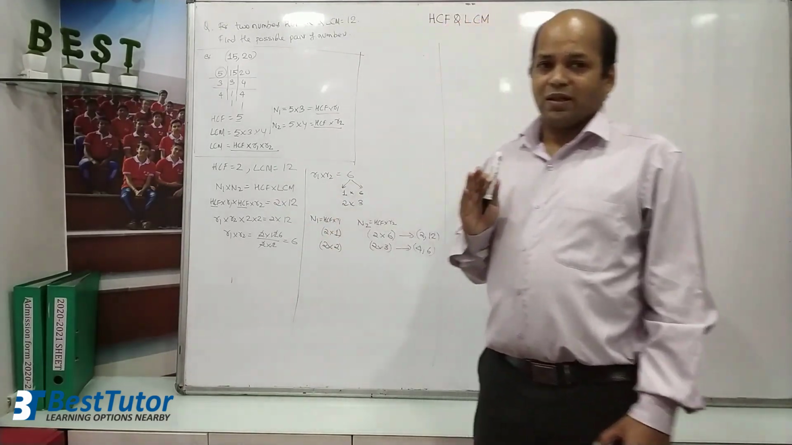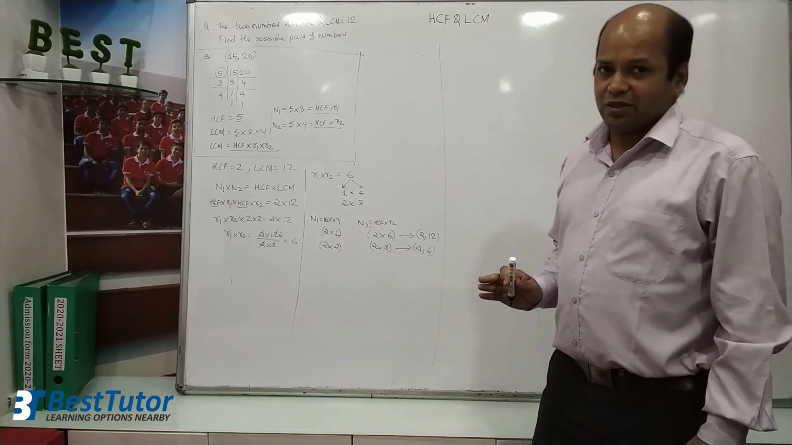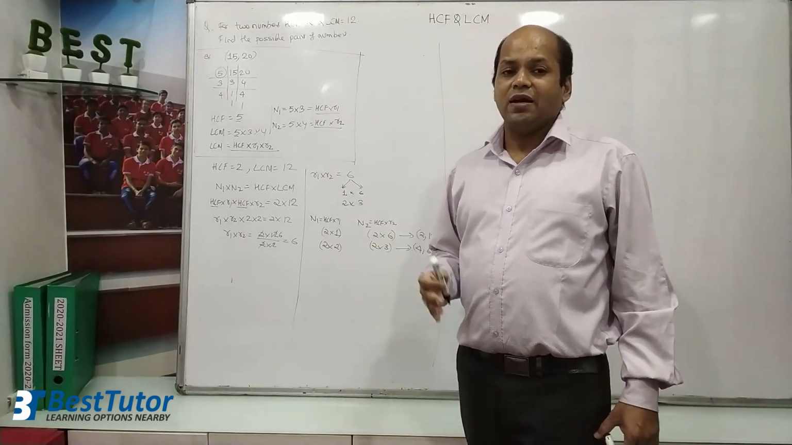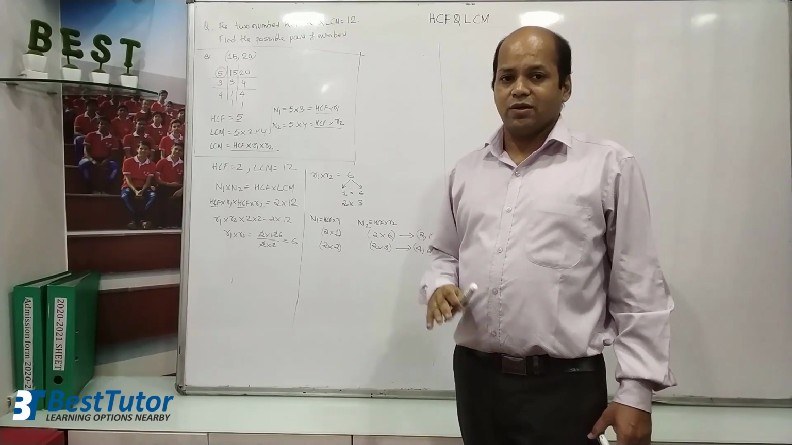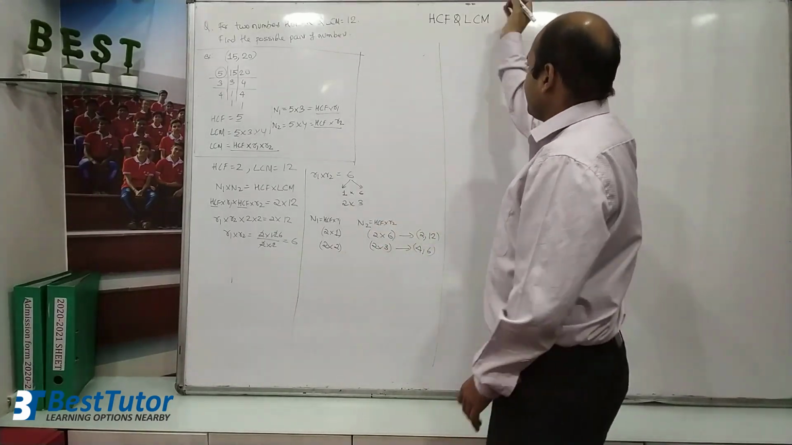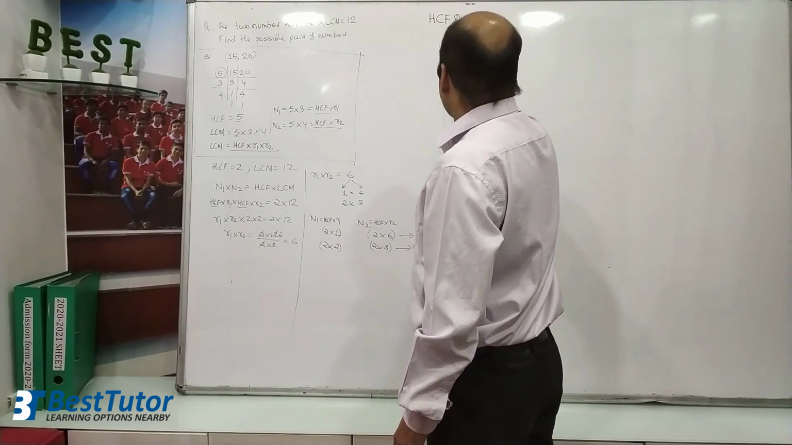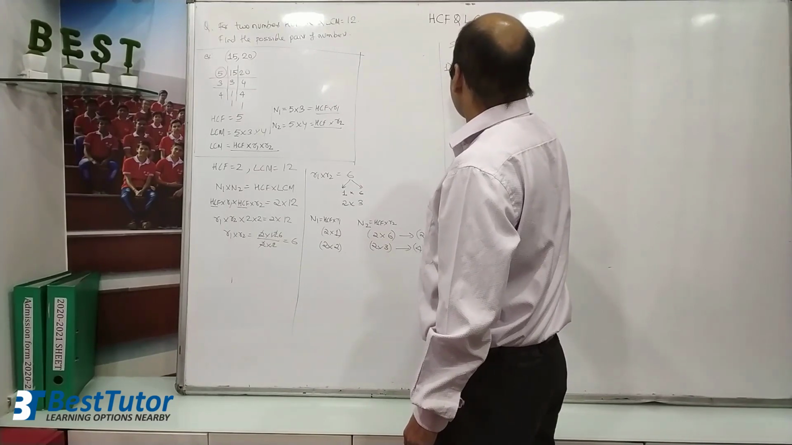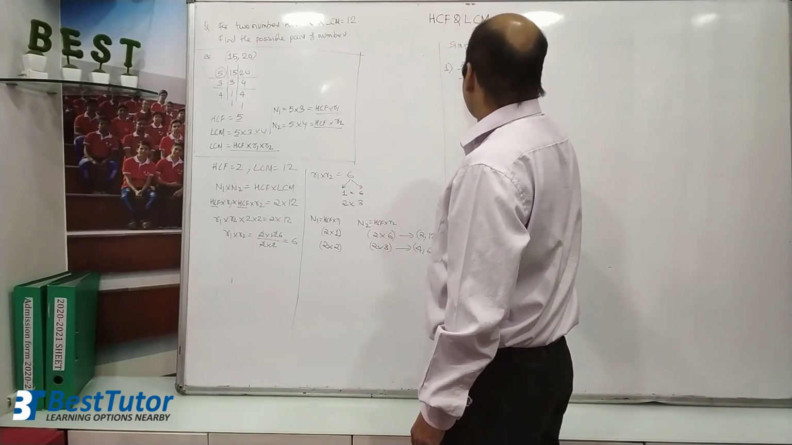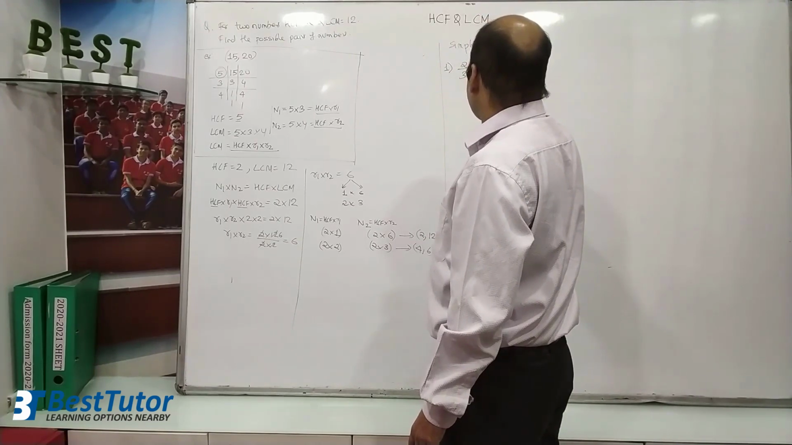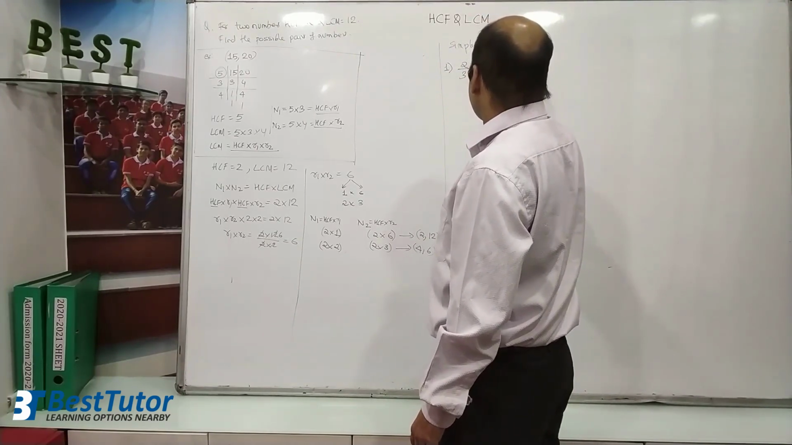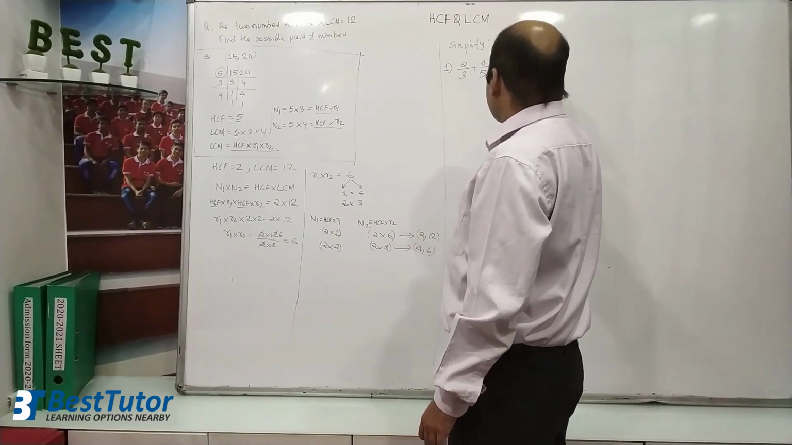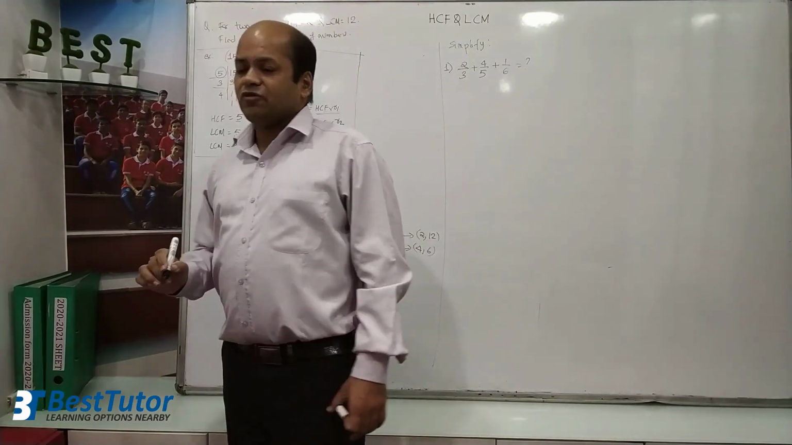Now, there are two levels of questions which are asked in the examinations. Arithmetic, where it is calculation based. Second, algebra, where you have word problems. How? We'll see it here. First part. Two by three plus four by five plus one by six, what is the answer?